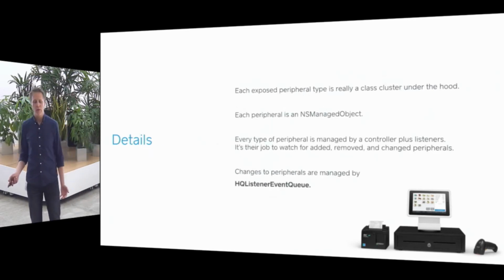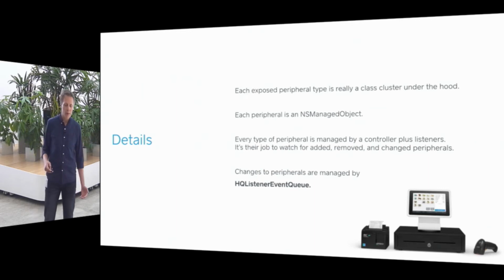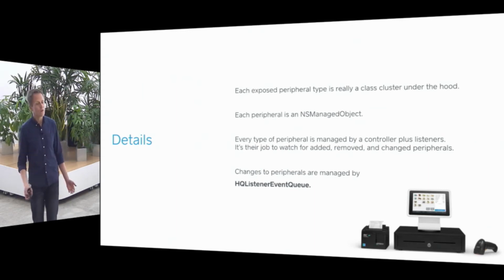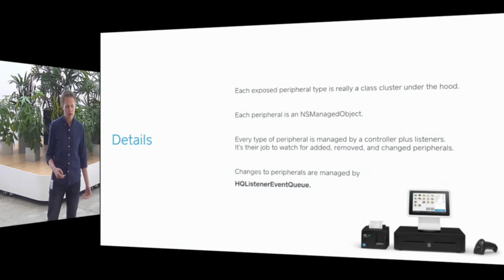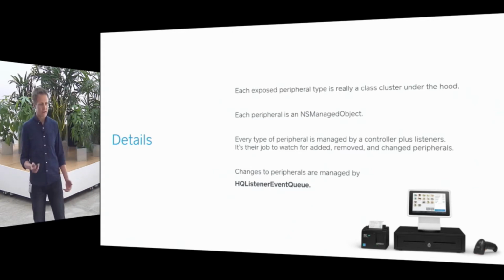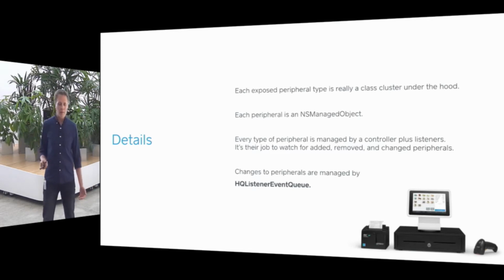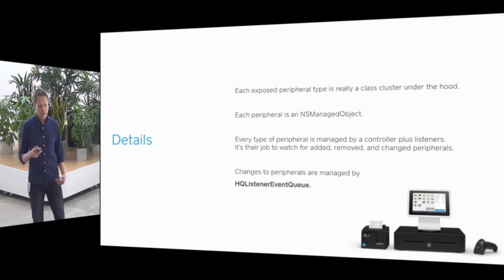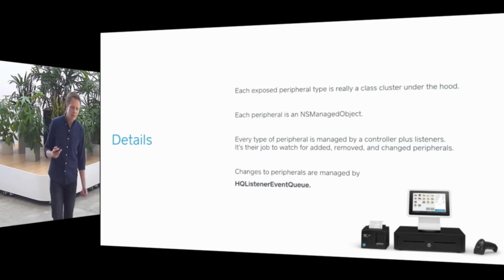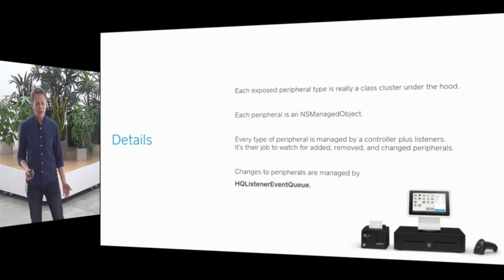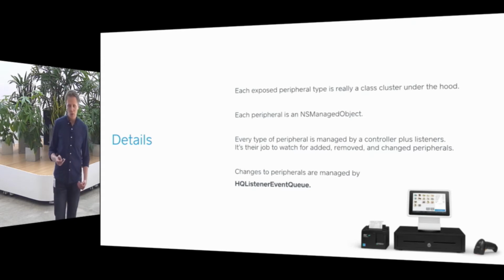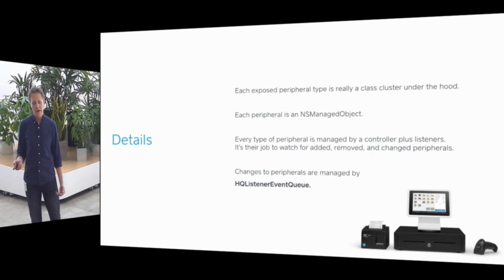Under the hood, each peripheral type is actually a class cluster. This means that there's things like HQ star network printer, HQ star Bluetooth printer, HQ stand cash drawer, et cetera. Again, the app level code isn't concerned with any of these subclasses. They just talk to the superclasses directly. Each peripheral is actually an NSManagedObject under the hood. This seems slightly weird, but it lets us do fancy and easy things, like having a fetch results controller that shows all connected peripherals, and it makes it easy to update UIs when they appear and disappear and update, all that sort of stuff.